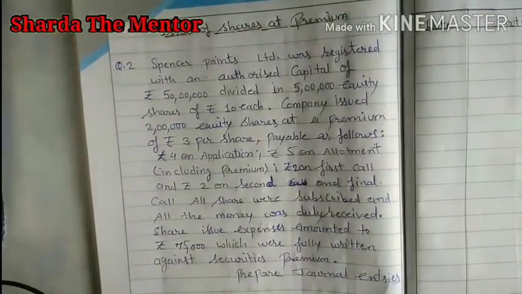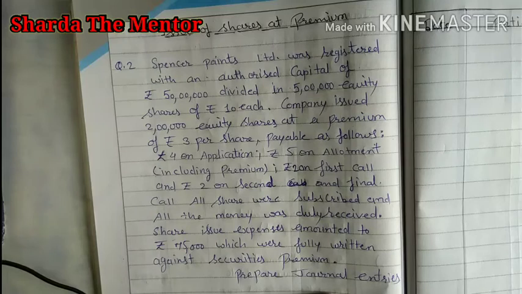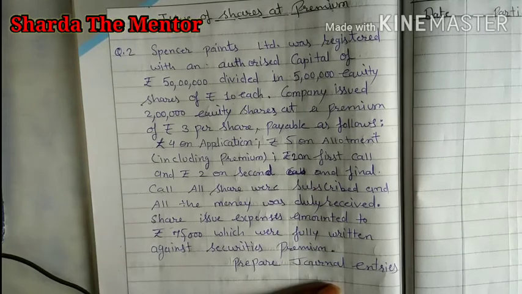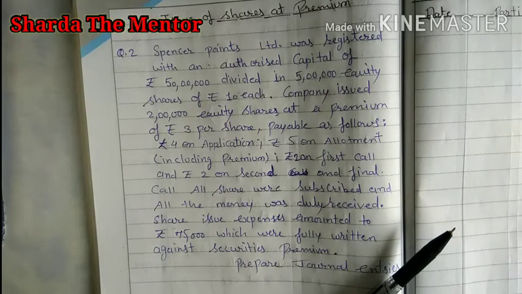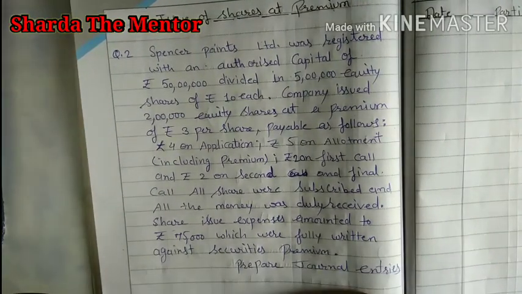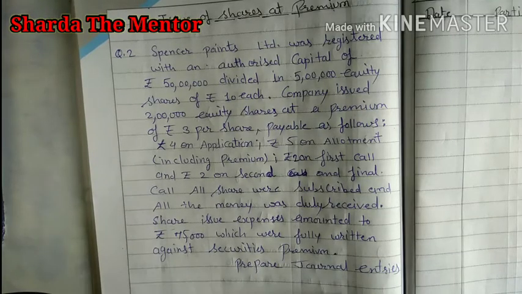Hello everyone. So here on the screen you can see a new question, issue of share at premium. First question is, what is the meaning of premium? Premium means when we issue shares at more than the face value, it is considered a premium. Like a 100 rupee share, the company is selling at 120, so that 20 rupees additional will be considered a premium.